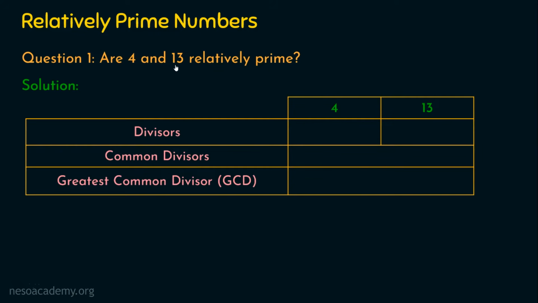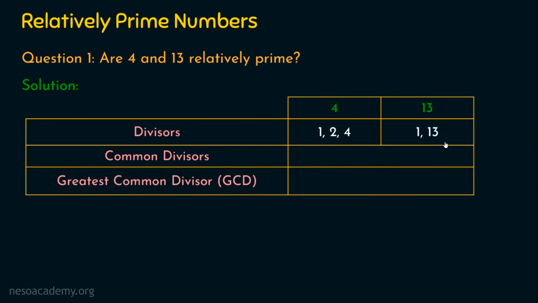What are all the divisors of number 4? The divisors of number 4 are 1, 2 and 4. What are all the divisors for the number 13? Please note here 13 is a prime number, so obviously the divisors will be 1 and 13, because prime numbers will have only two factors. One is number 1 and the other one is the number itself, right?